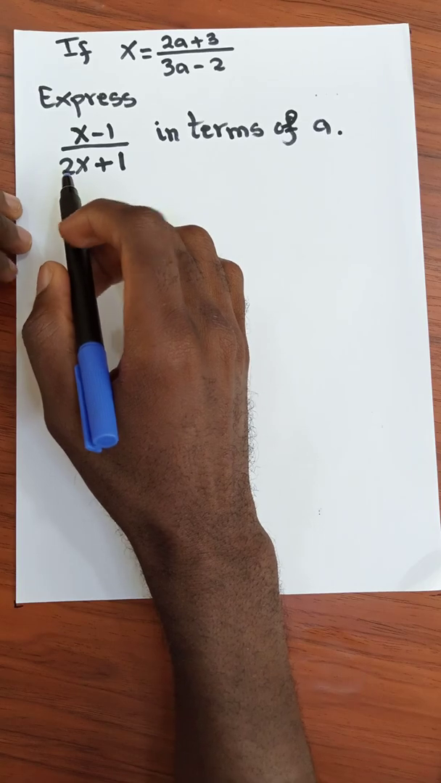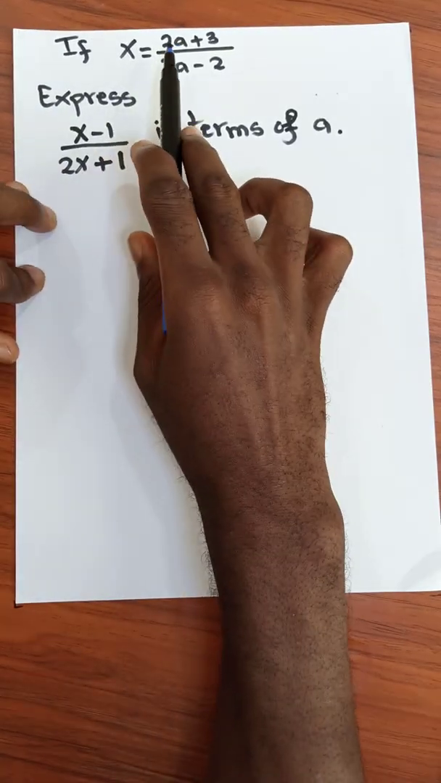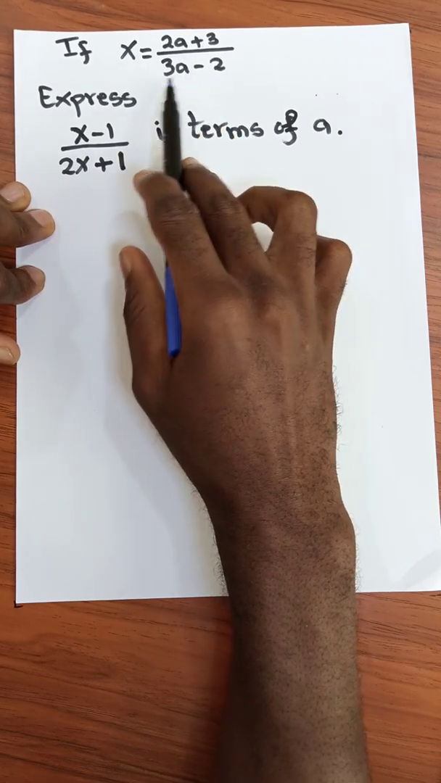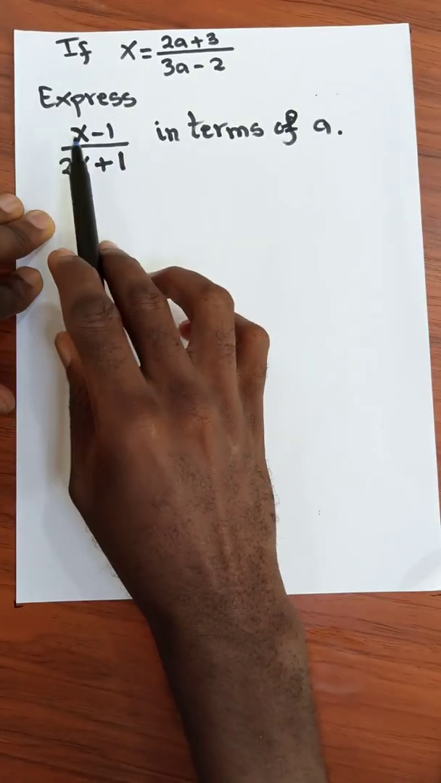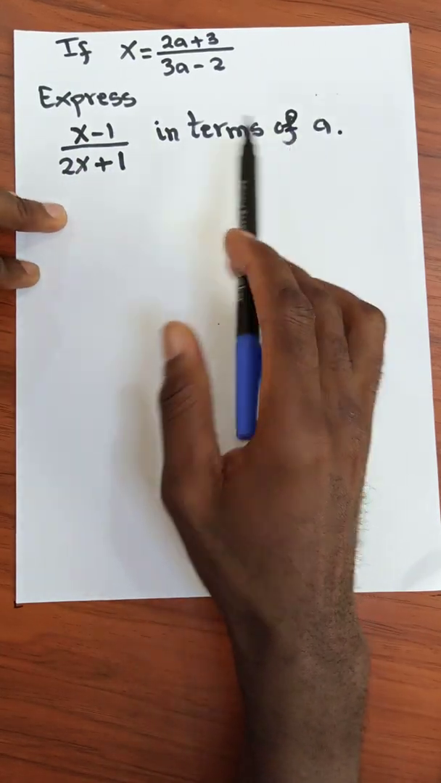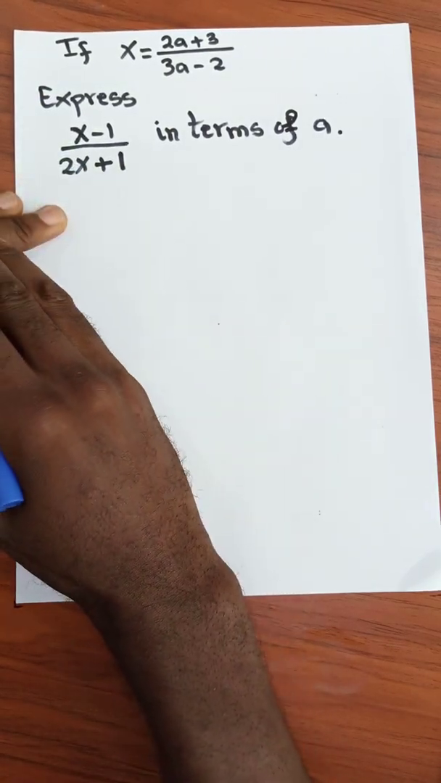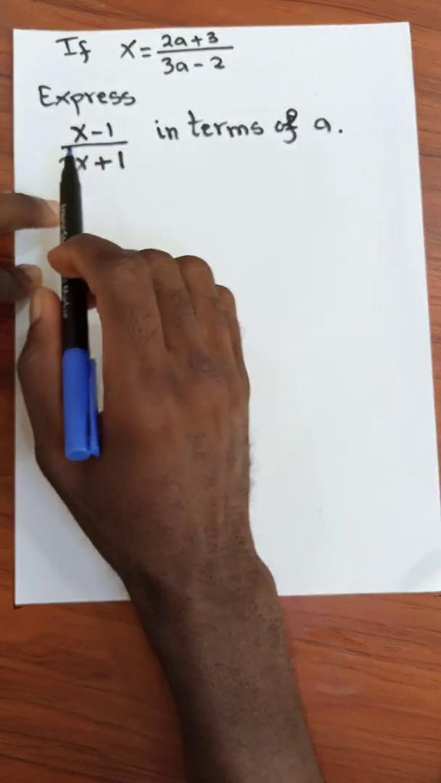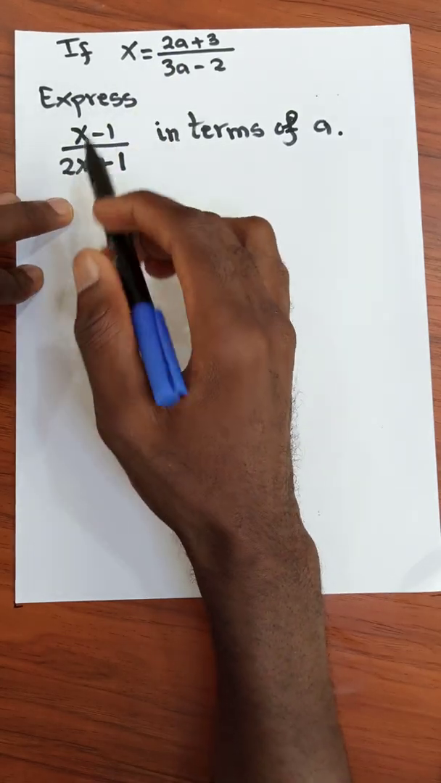So this is a given question. If x is equal to (2a plus 3) on (3a minus 2), express (x minus 1) on (2x plus 1) in terms of a. So what does this question really want us to do? All they want us to do is start to do substitution, okay? To do some substitution here.